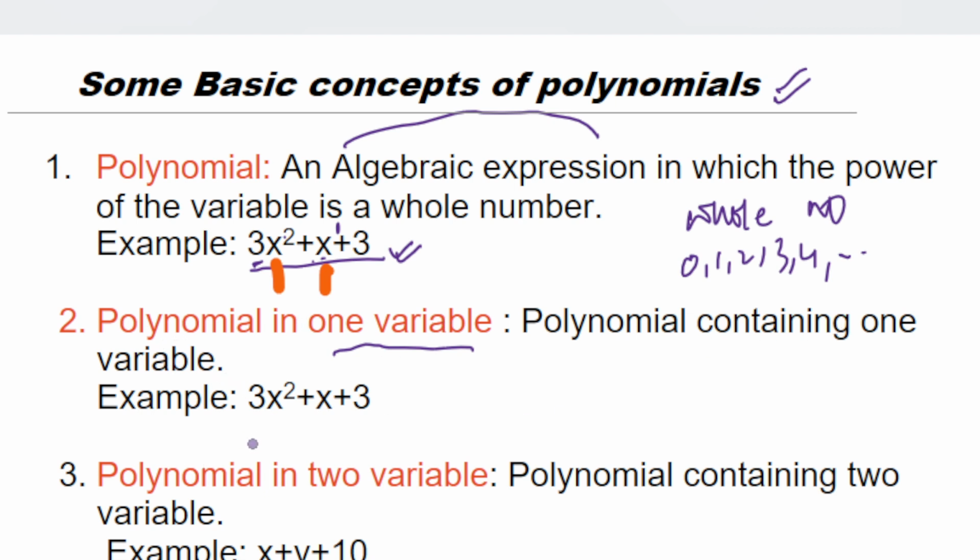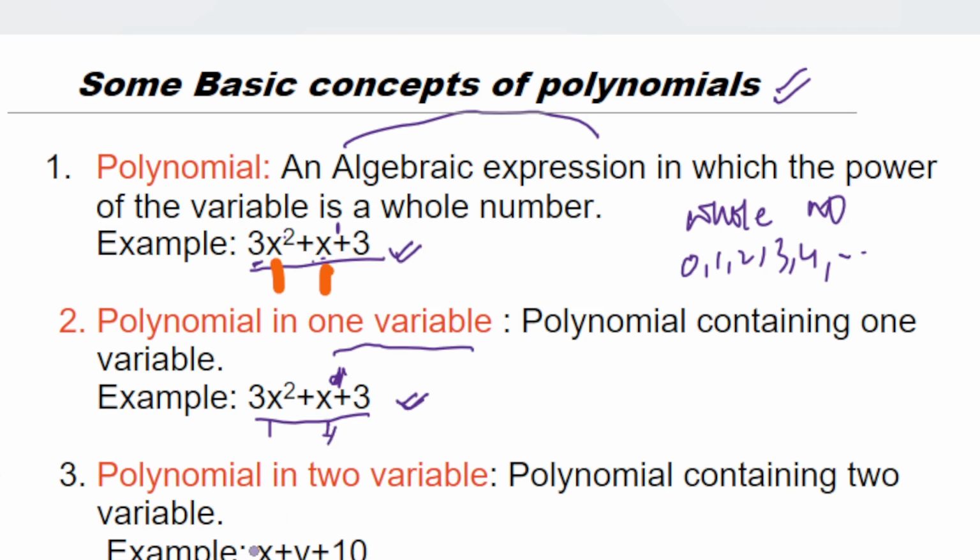Let's try to understand the example. 3x square plus x plus, the first question is that this is a polynomial. Why? Because the variable x contains the power or the exponent which is a whole number. 2 is a whole number, 1 is a whole number. So this is my polynomial, but in one variable. Why one variable? Because I only have x.